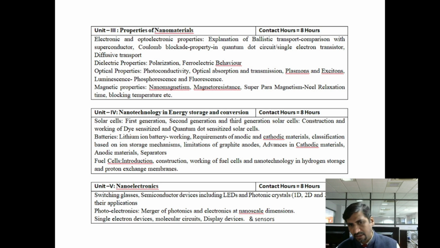Fuel cells introduction, construction, working of fuel cell, and nanotechnology in hydrogen storage and proton exchange membranes, right? All these things we study in nanotechnology in energy storage and conversion devices.